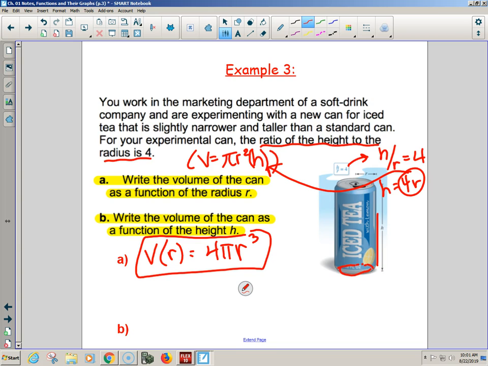Plug it in, and when you have pi r squared for r, we always put the coefficient in front. And r squared times r was r cubed. Ooh, Algebra 1B, we're doing exponents right now. That's a thing. Okay, so, ready, set, letter B.